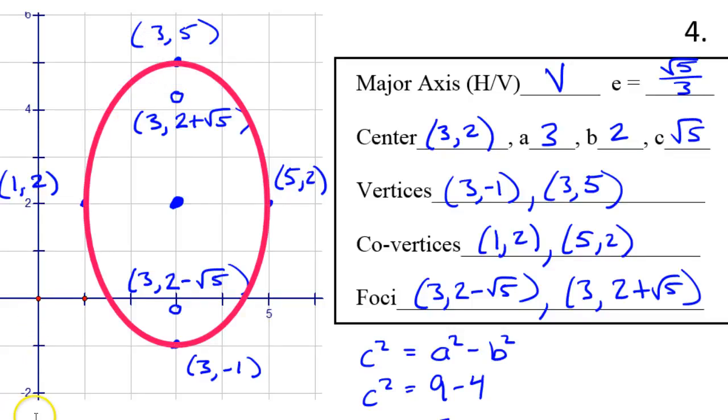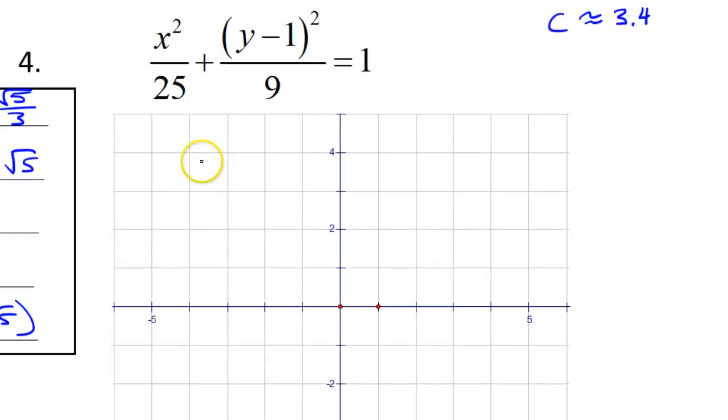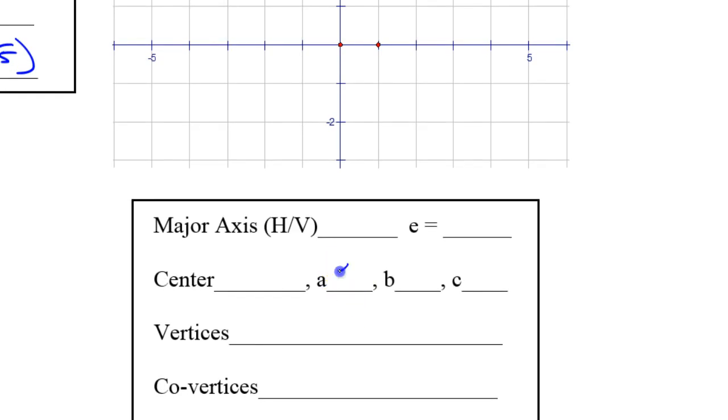And there you go. Let's take a look at number 4. The larger denominator is going to be a squared. So a squared is 25. That means that a is 5.